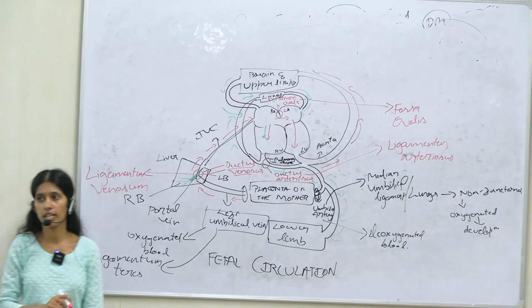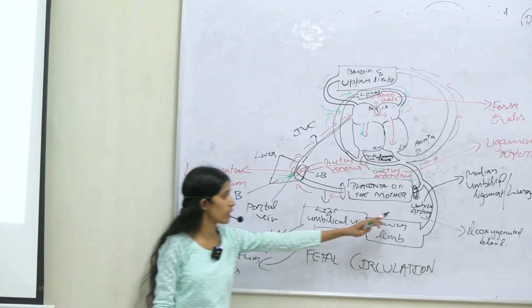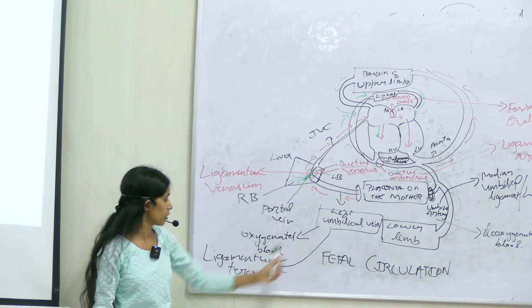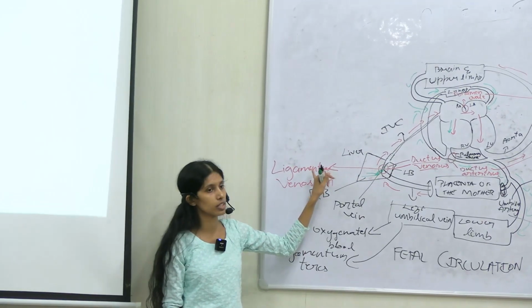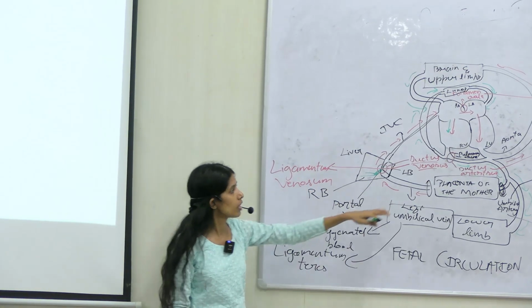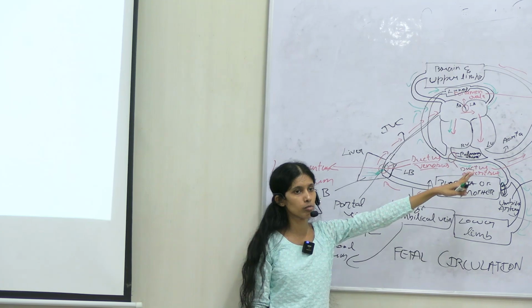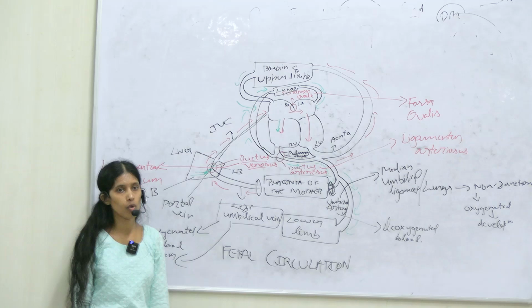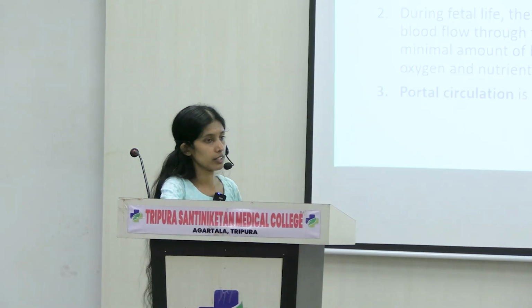These are the changes that take place after the birth. After the birth, your umbilical artery will turn into the median umbilical ligament, the umbilical vein will turn into ligamentum teres, the ductus venosus will turn into ligamentum venosum, and the ductus arteriosus will develop as a ligamentum arteriosum. Foramen ovale will turn into fossa ovalis. Okay. Any doubts? You can see here now.